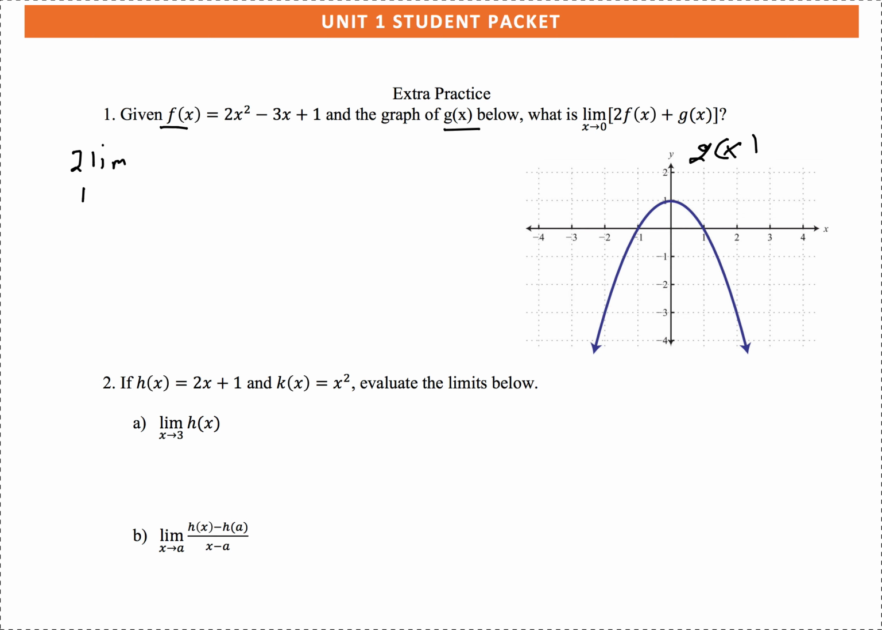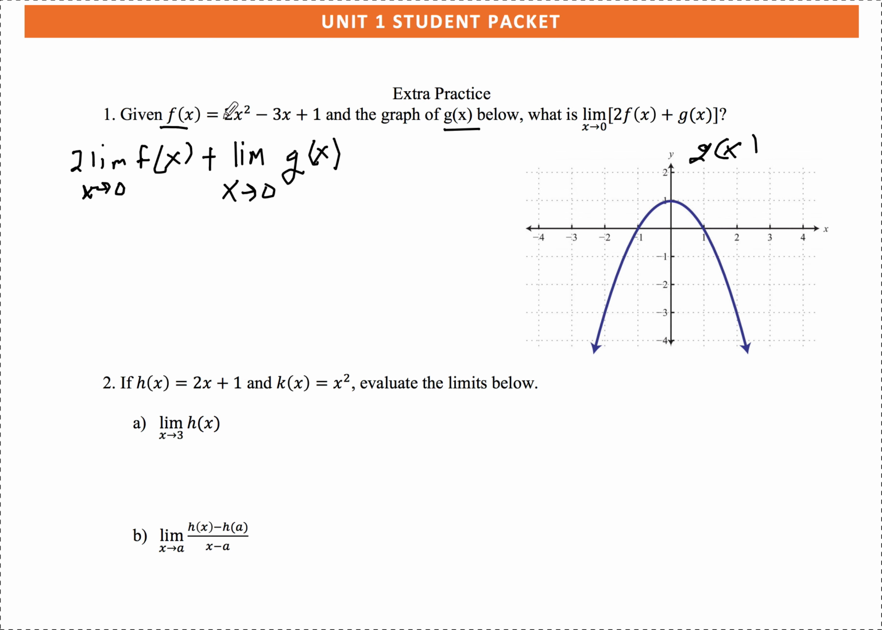I double wrote the limit. That's interesting. 2 times the limit as x approaches 0 of f of x plus the limit as x approaches 0 of g of x. Remember, you can break up limits algebraically like this. The limit applies to both the functions. We can factor out the 2 and now take care of the limit separately.